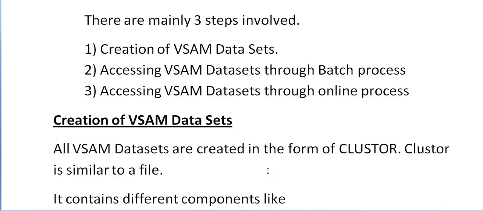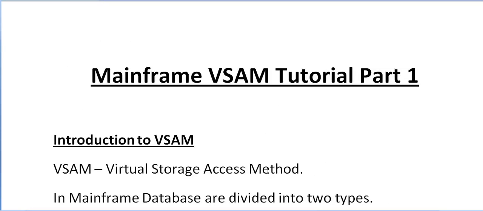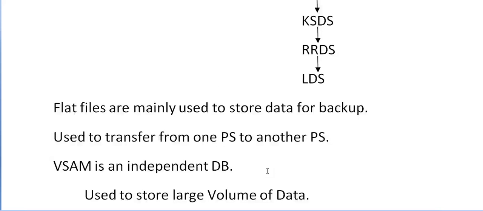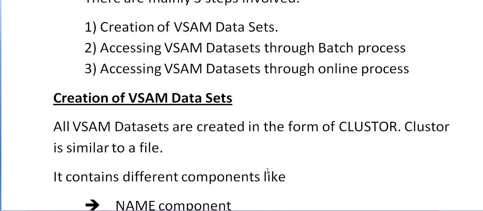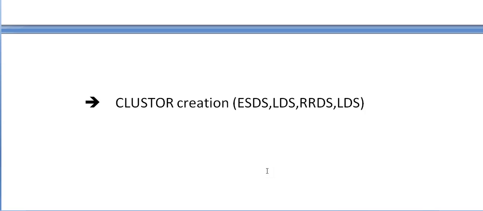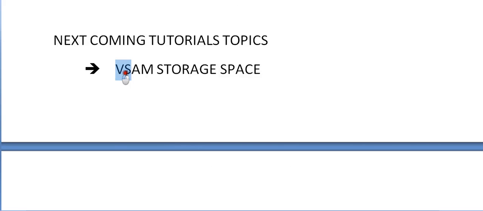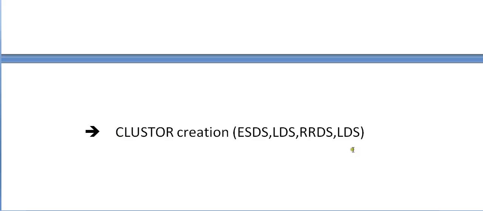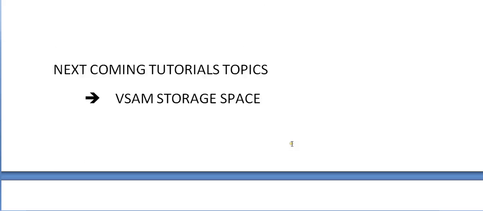So this is the introduction to VSAM. I will be coming up with more and more videos about VSAM, and we will discuss more details on how it is used in real time and what advantages we have using VSAM. In the next video I will cover exactly how the data is stored in VSAM, that is VSAM storage space and allocations, and I will explain cluster creation. We saw different VSAM files like ESDS, KSDS, RRDS and so on, so we will look into more details on these.